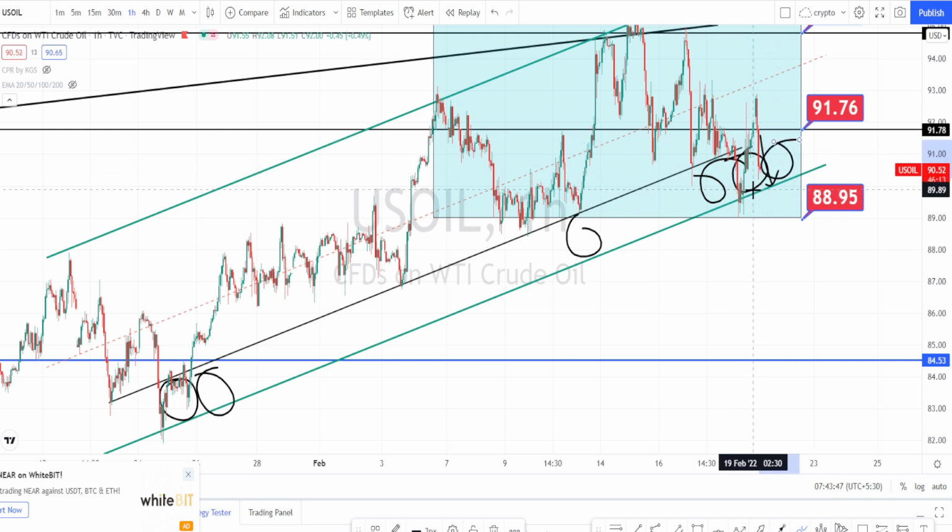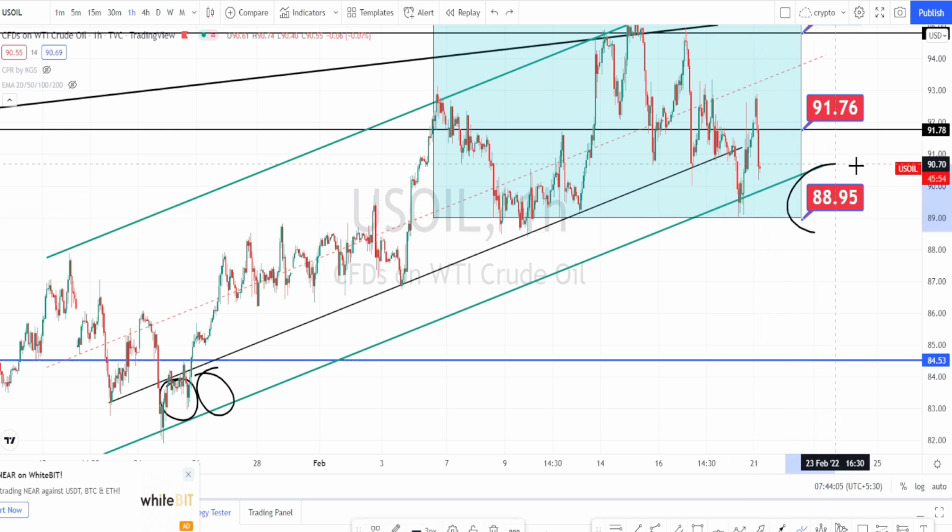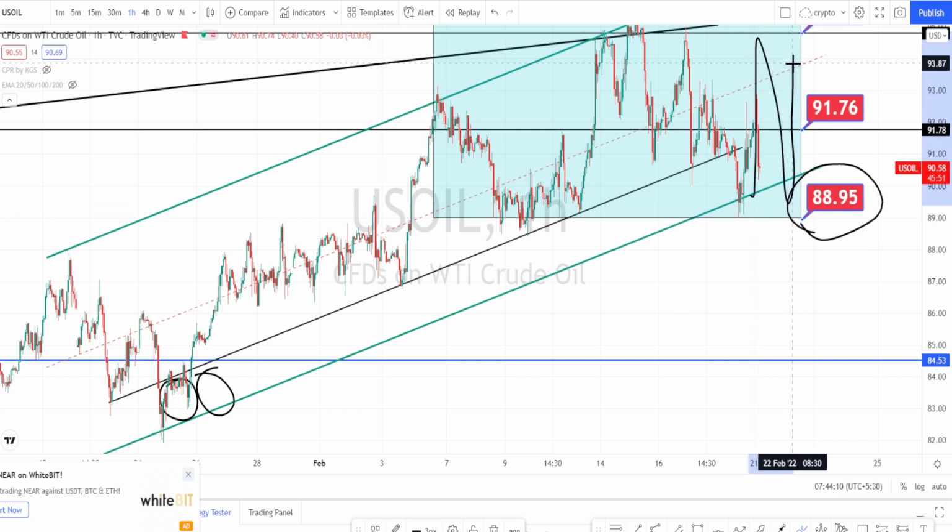So if it breaks this support zone, we can expect a further fall and to test the higher time frame support level, which is going to be around 84.51. As long as this support level is holding, we can expect the sideways market to continue in this currency pair. Let us mark the support and resistance levels.